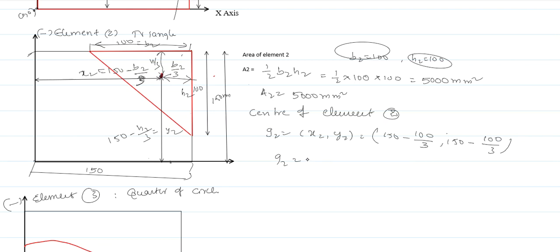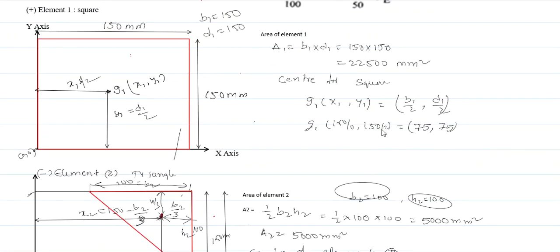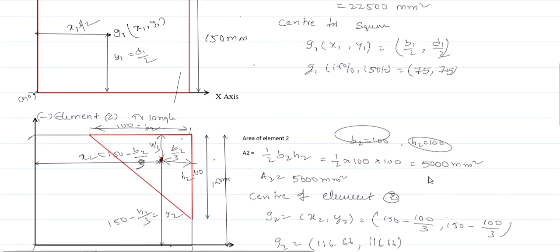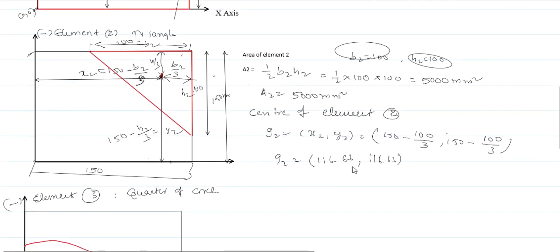So G2 is our value, x2 comma y2, you will get 116.66 mm, 116.66 mm. Remember one thing, x1 y1 is the same, x1 is 150 by 2, that means 75, y1 also 75. Similarly, x2 is 116.66, y2 is equal to 116.66. So you are getting similar values, so the calculation becomes much simpler while finding Ixx and Iyy. You will get majority same values. I mean Ixx is equal to Iyy, majority.